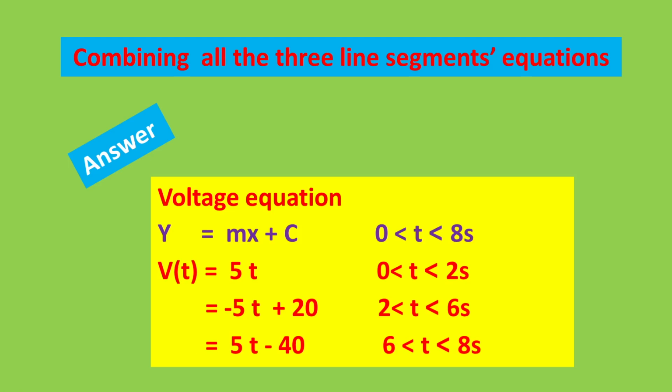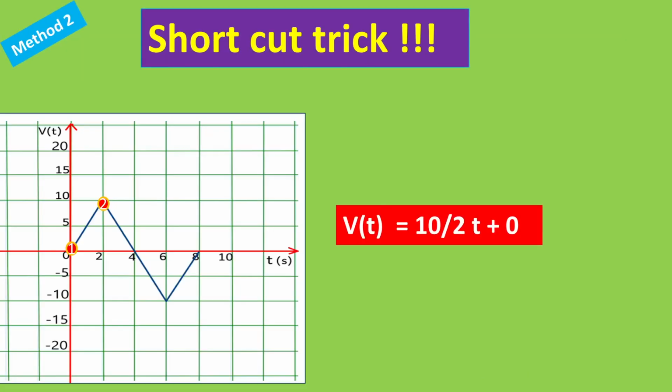Now by combining all these three voltage equations for the time period 0 to 8 seconds, we get the voltage equation. v of t equal to 5t, where t lies between 0 to 2 seconds. v of t is equal to minus t plus 20, where t lies between 2 to 6 seconds. And 5t minus 40, where t lies between 6 to 8 seconds. Okay, so we got the answer. Now we move on to the shortcut. This is our second method.